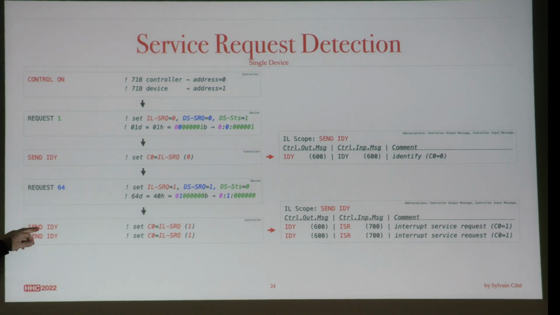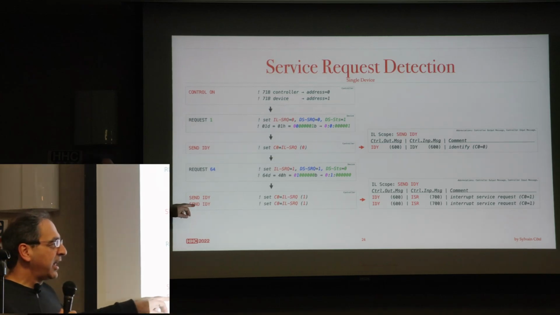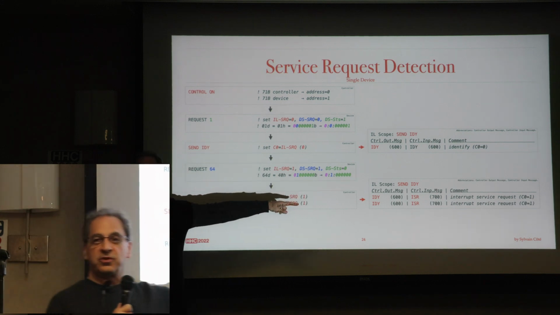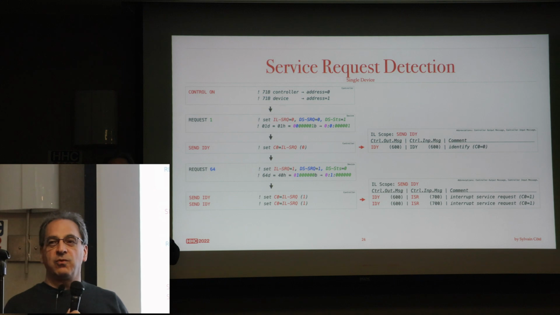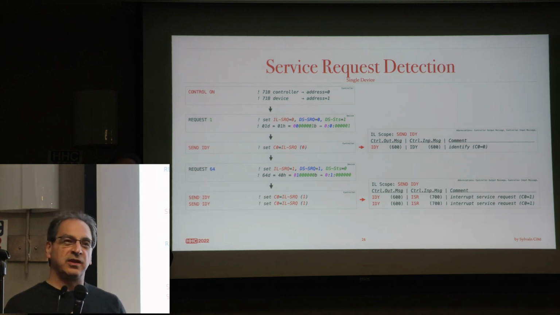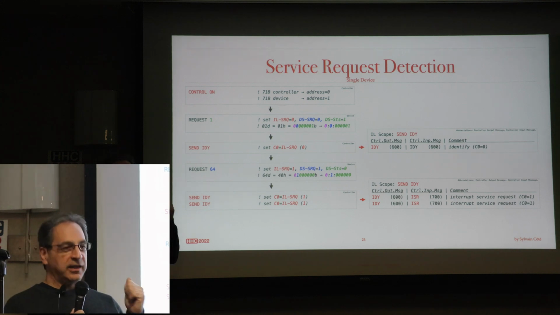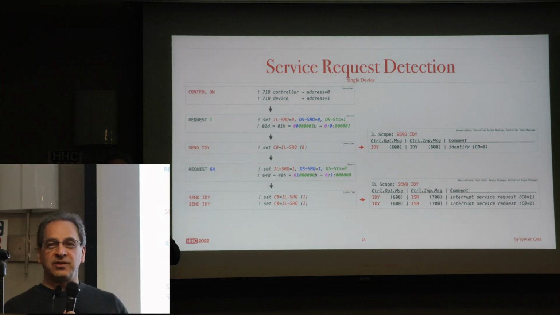And I can send multiple identify messages, and that will always return 700. So until I'm handling that device, I will continually receive, at each identify frame, that I need to be serviced, and so on. So I need to do something about it.